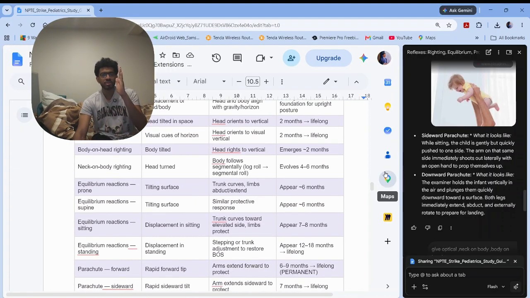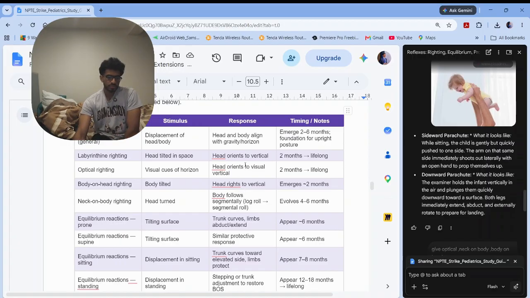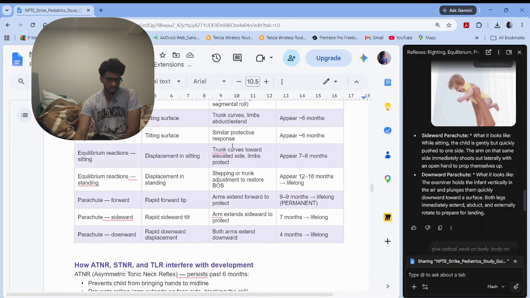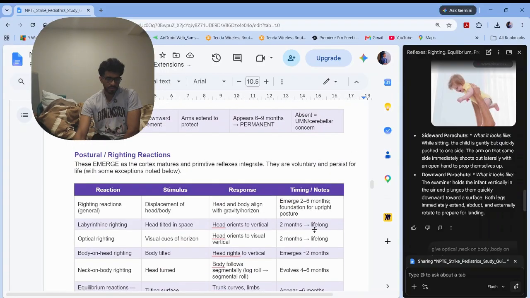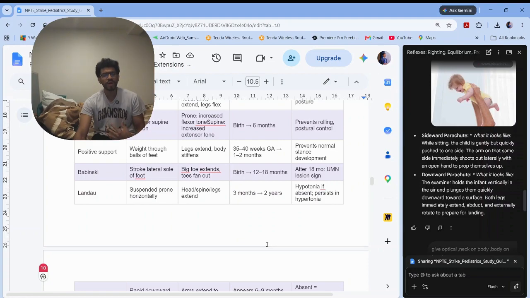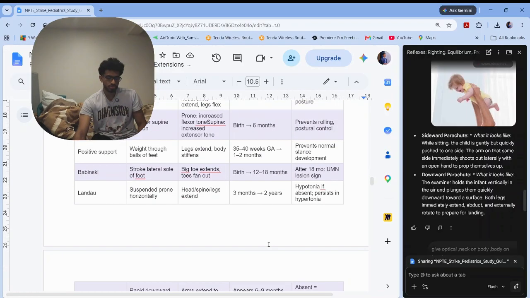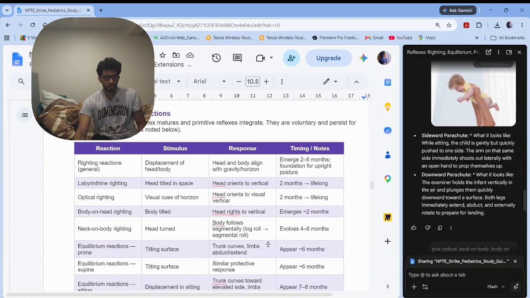So your body is trying to tilt, and the head is trying to maintain the vertical position. With equilibrium, you're changing the surface, you're changing the base of support with gravity. If you want to go into the specific details of the response, it's written here, so you can follow that. And for the timing, the changes mostly come from the primitive reflexes, and if they persist, how they delay certain activities. That is what you should focus on in this part for your exams.